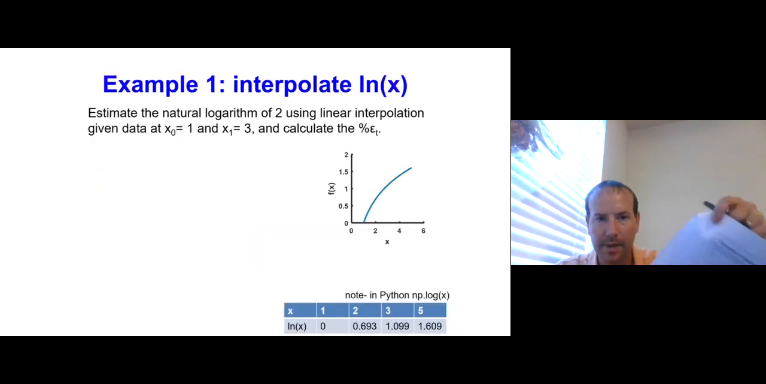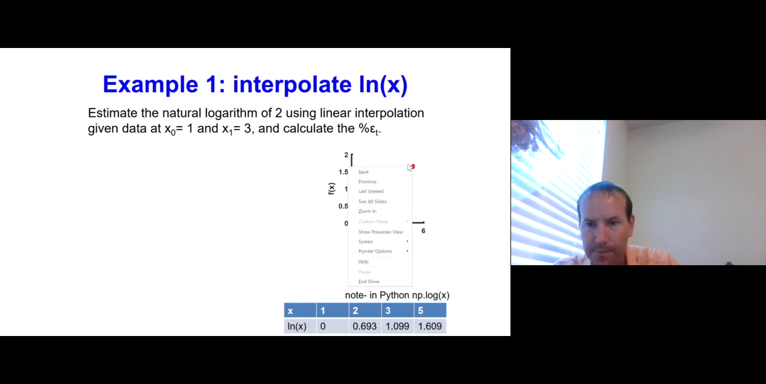So let's take a look at an example applying that. Say we've got this natural logarithm equation, as you see right here, and we're going to assume that we know data at 3 of the points, at 1, 3, and 5, and we're going to be trying to interpolate or find the line. I'm sorry, we're not going to be using the one at 5.